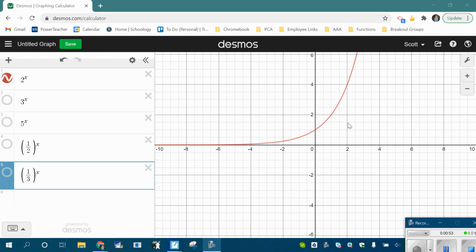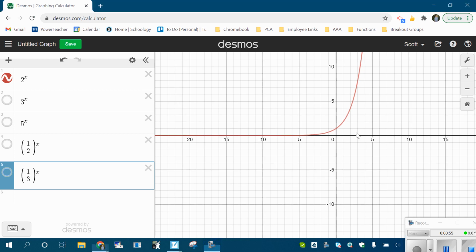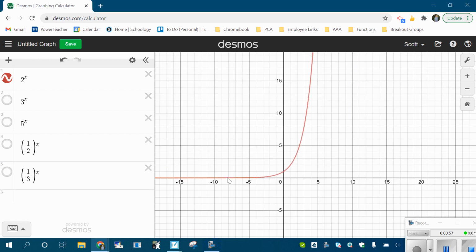We saw this in that very first Desmos we did. It looks like a rocket, you know, it shoots up into the air. And that's what the graph of 2 to the x looks like. A graph of 3 to the x, well, it shoots up a little steeper, but very similar shape. 5 to the x, even steeper, but very, very similar shape. So based on those three, all exponentials kind of look like this.